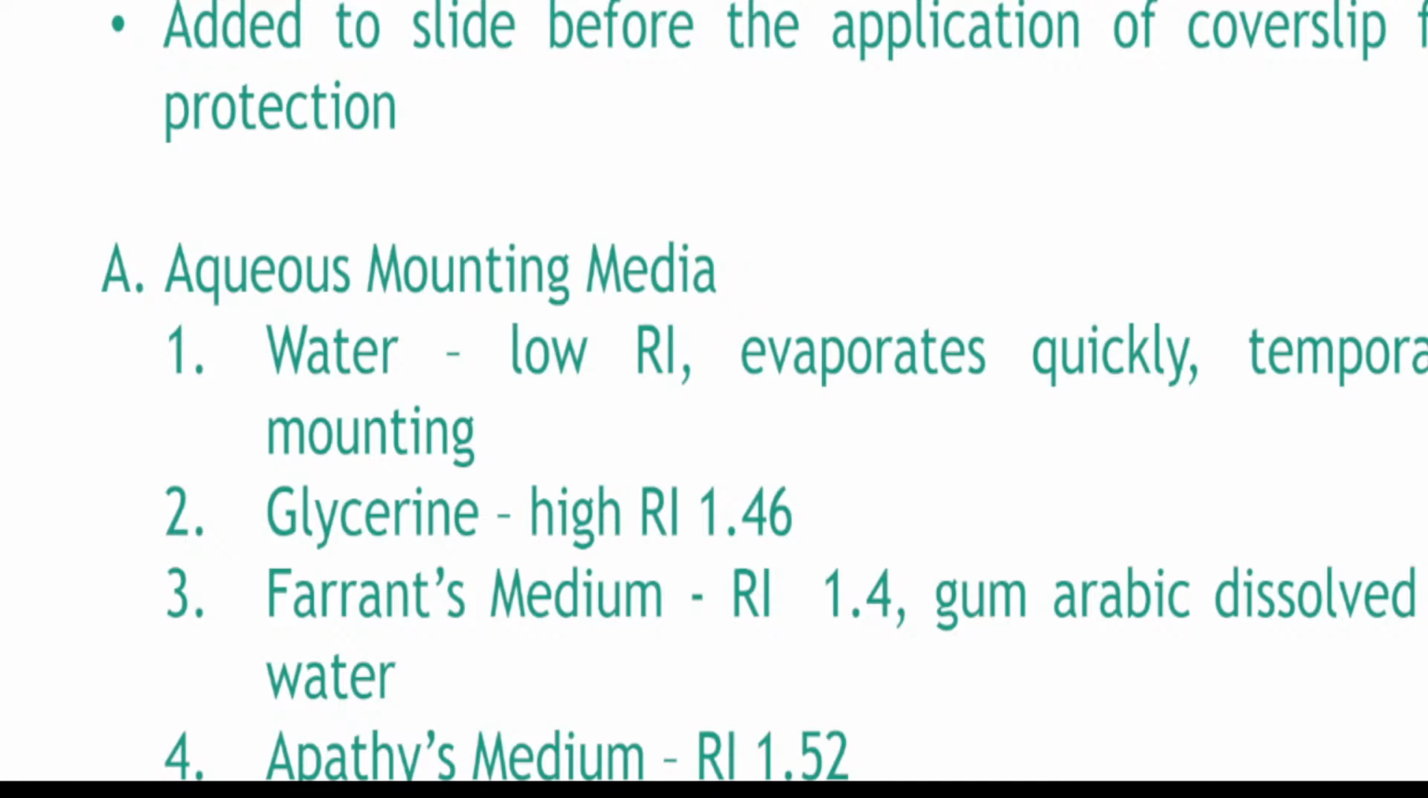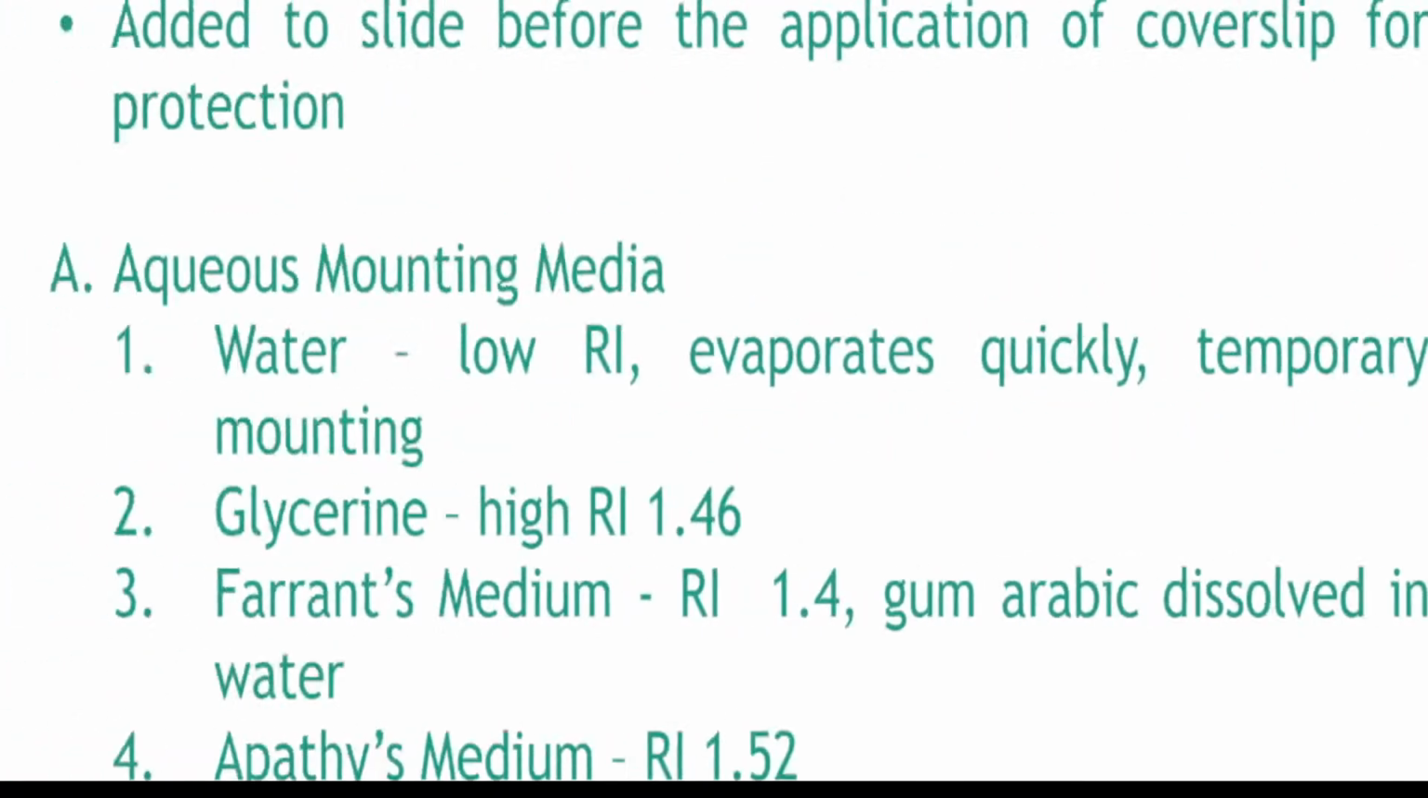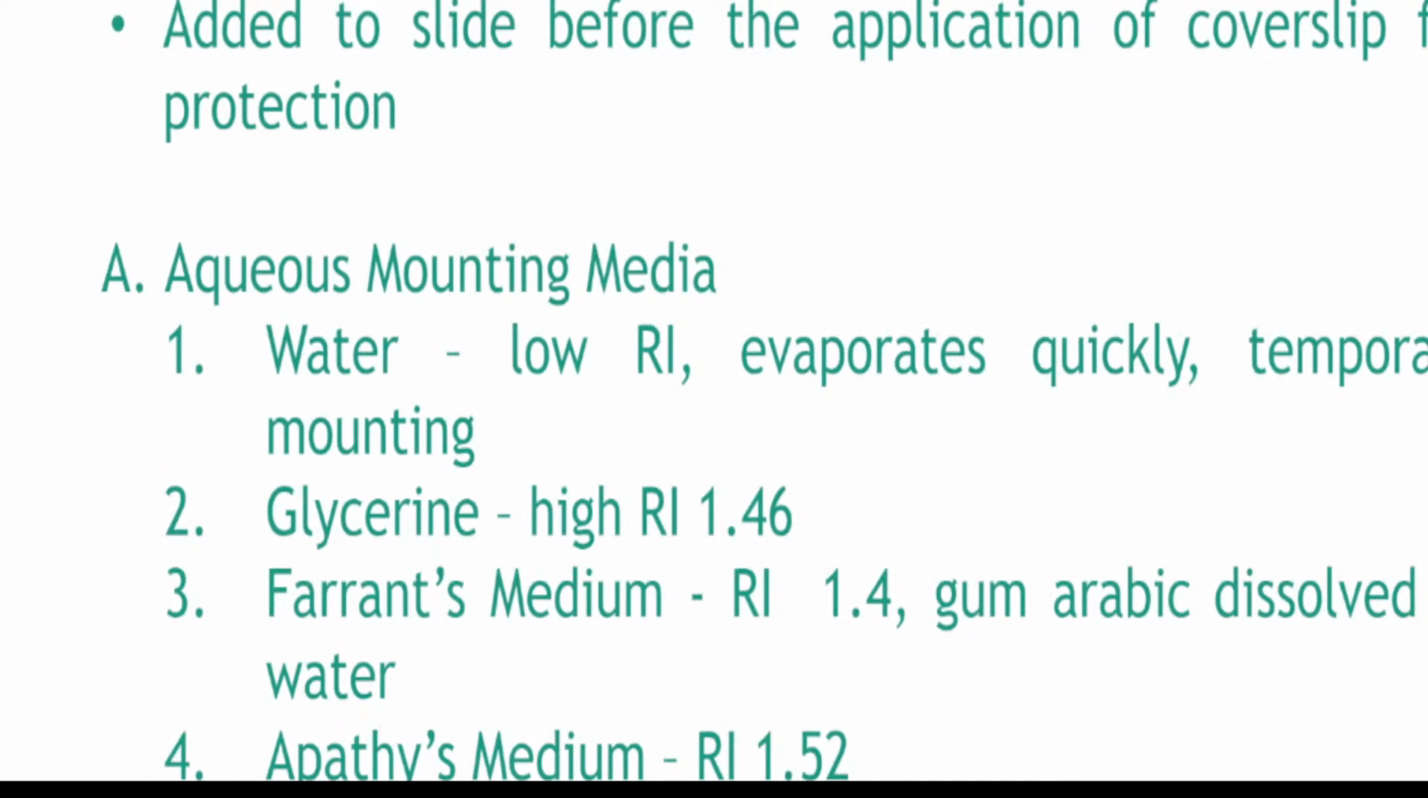Ferrous media has a refractive index of 1.4. It's made of gum arabic, which dissolves in water and forms a clear liquid. Apathy medium and Brunn's fluid for frozen sections. Okay? So all you need to remember is Brunn's fluid for some frozen sections.